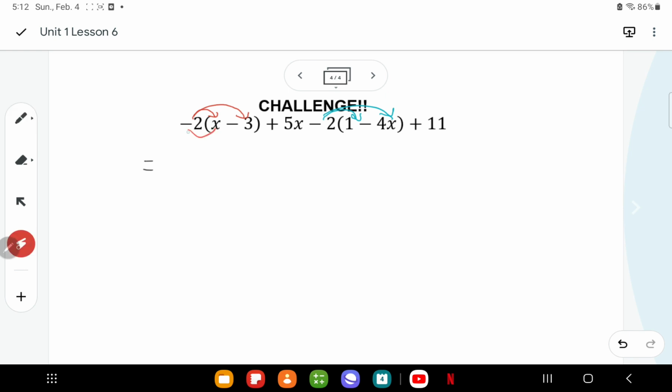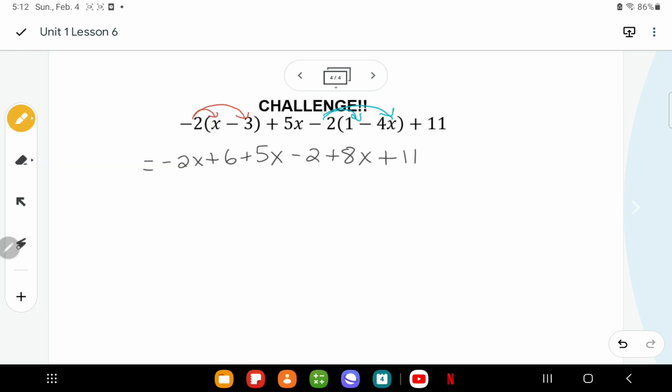So here, negative 2 times x, we get negative 2x. Negative 2 times negative 3 is positive 6. Now, I've got this 5x just kind of hanging out in the middle of the equation. That's okay. It's not multiplied by anything, so I just write it down again. Then negative 2 times 1 is negative 2. And negative 2 times this negative 4x, negative times negative is positive 8x. And the plus 11 at the end, it didn't get multiplied at all, so it just stays the same.